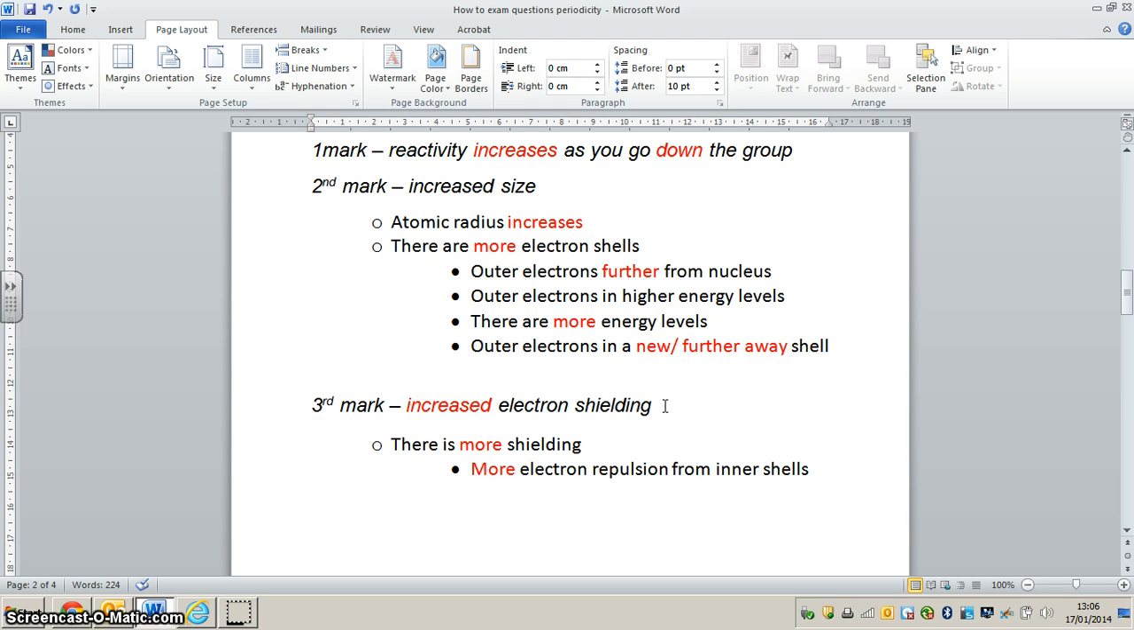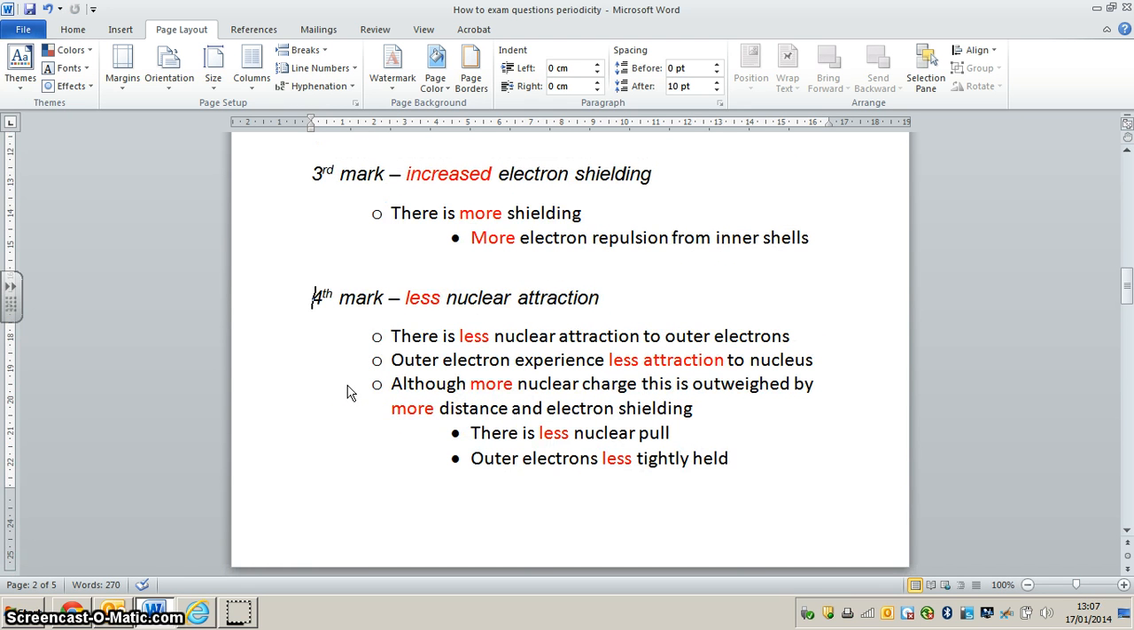And here's our fourth marking point. Less nuclear attraction. As we descend the group, the outer electrons experience less nuclear attraction, or the outer electrons experience less attraction to the nucleus as you descend the group. And this is more complicated, but says the same thing. Although more nuclear charge is present in the nucleus as you descend the group, this is nevertheless outweighed by the greater distance and the electron shielding of the outer electrons.